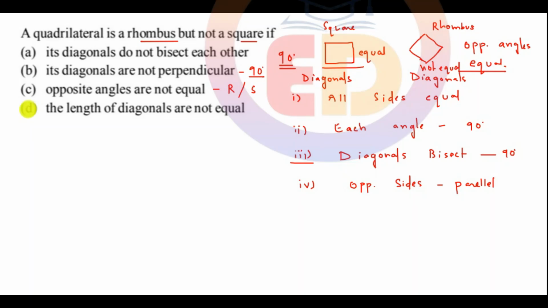So the only property or the only area in which they differ is the length of diagonals. In rhombus they are not equal, in square they are equal. Answer is option number D. Question was slightly tricky. You have to pay utmost attention to solve such kind of questions and be ready in the examination to analyze such questions.